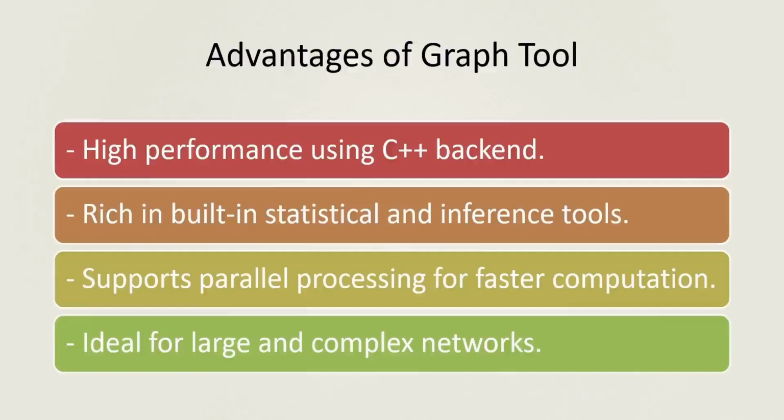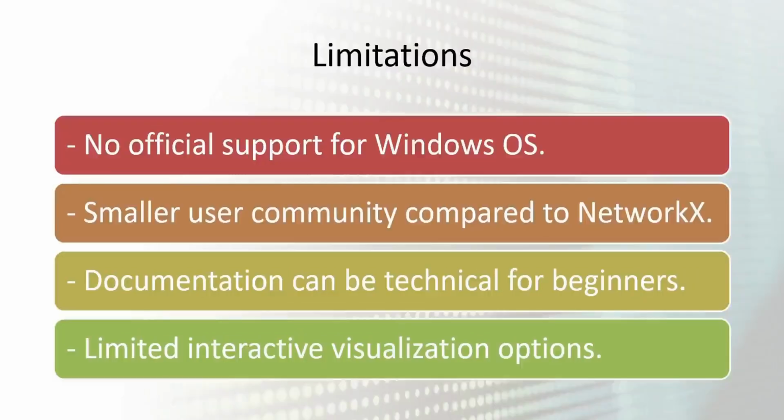Advantages of Graph Tool. So why use Graph Tool? It's fast, like really fast, thanks to its C++ backend. It also has a ton of built-in tools that would take a lot of effort to code yourself. And for large or complex networks, it handles things much better than other Python libraries. Let's move to the next slide.